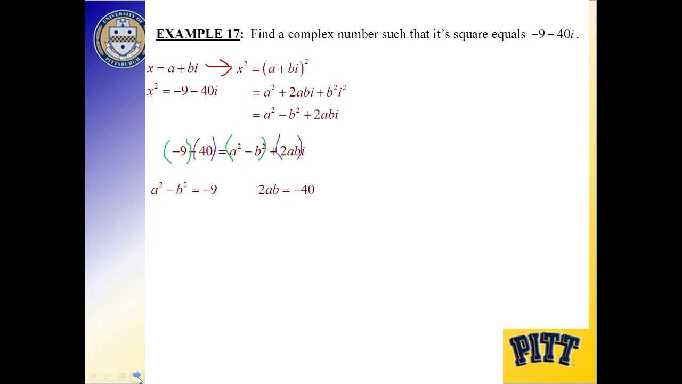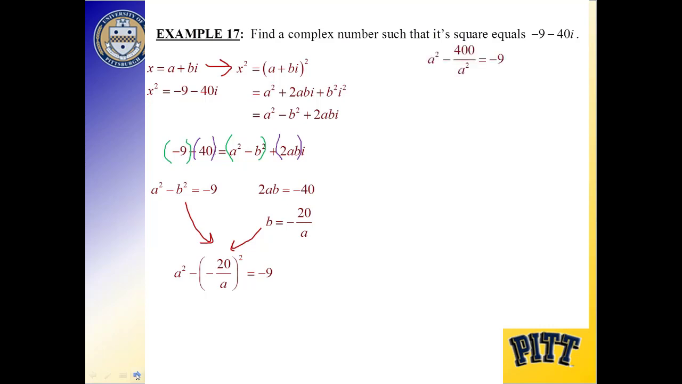What I have here is a system of two equations with two unknown values. And if I have two equations with two unknown values, I should be able to solve that system for both variables. I just have to go through a process that will allow me to do so. So 2ab, I'm going to turn around a little bit: I'm going to divide both sides by 2a and get that b equals -20 divided by a. And I'm going to substitute back into the first equation, so I'm going to have a squared minus (-20 over a) squared, and that's going to equal -9.